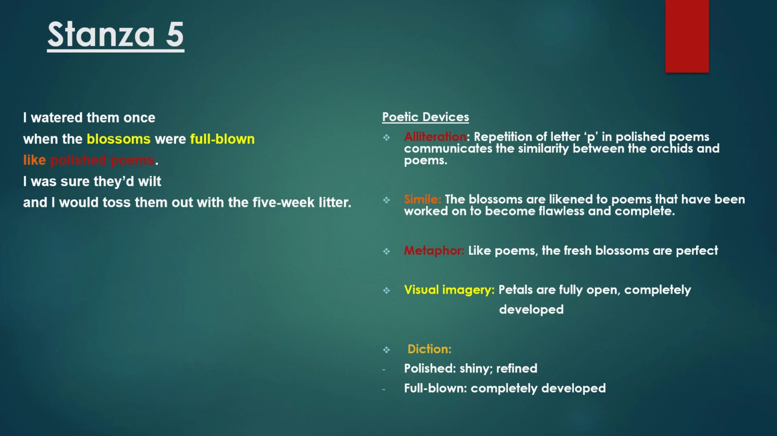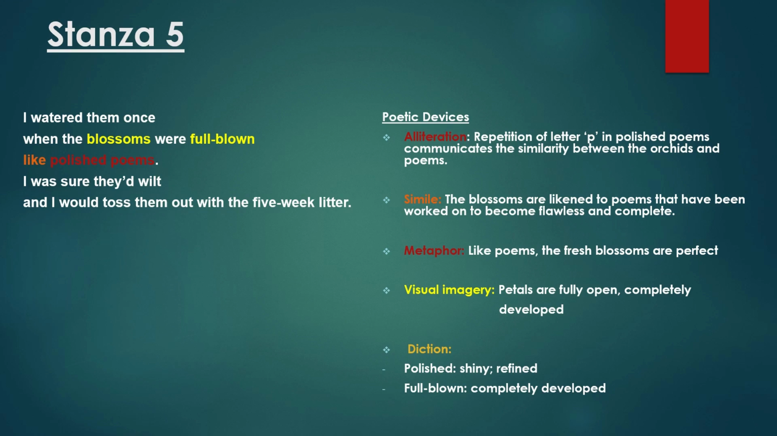Okay? So let's identify and examine the different poetic devices in stanza 5 to enhance your understanding, to get you to understand what's really happening here. So let's begin with the alliteration. I told you in stanza 4 that the P was alliterated, and likewise here in stanza 5. The P in polish and the P in poem, right? It's alliterated, it's repeated, and because it's repeated, it communicates the similarity between the orchids and poems.